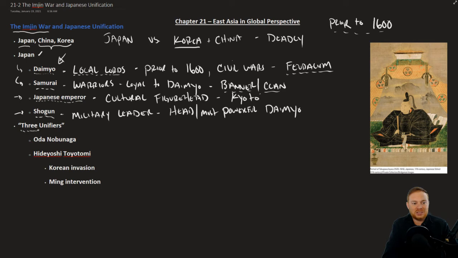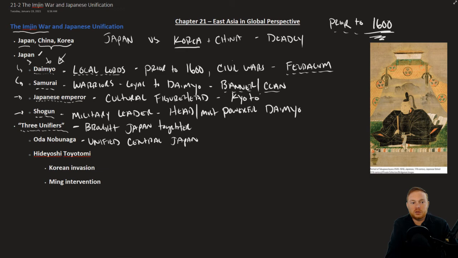That started to change in the late 1500s. The Three Unifiers brought Japan together, right? And then 1600 is the kind of main year when the whole Japanese island becomes unified. The first one, Oda Nobunaga, unified central Japan. So he more or less either defeated or built alliances with many of the daimyo in central Japan.